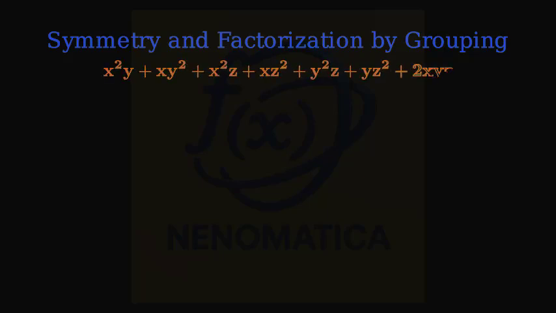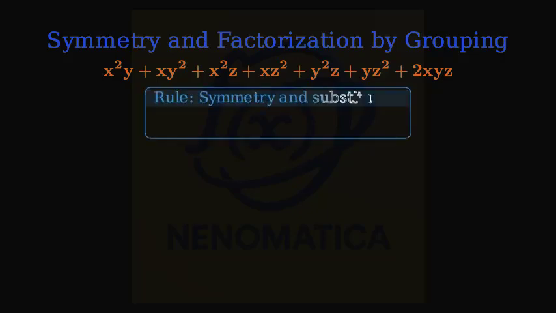In this lesson, we will factor a fully symmetric cubic expression in 3 variables step by step, following a clean strategy. Use symmetry, group terms, and factor progressively. Here is our expression. We will also use a quick test. If the expression vanishes when y equals negative x, then x plus y is a factor.